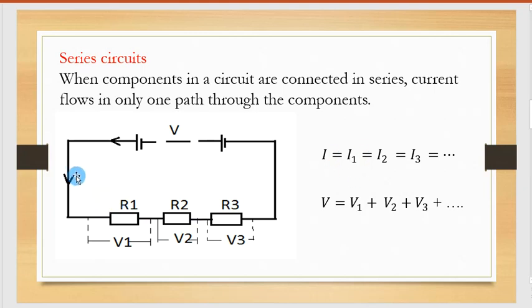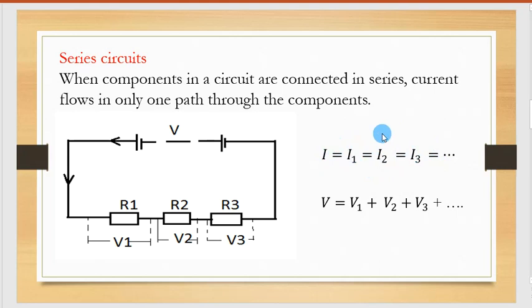The current that comes from the battery is the same current that passes through resistor 1, that's I1, and it is the same current that passes through resistor 2, which is I2, and the same current that passes through resistor 3, I3. If there were many other resistors connected in series, the same current would pass through them. So that's the meaning of this mathematical expression here.